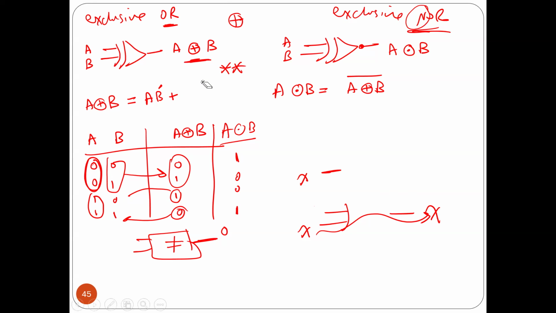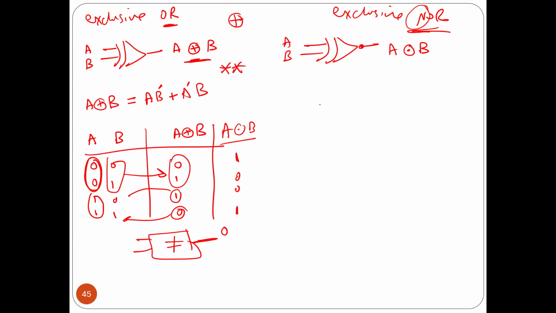I'm sorry, this is my fault. I'm really sorry. This is A prime B. So here, A B prime, or A prime B. I'm sorry for this one. So I'm going to write it again. Actually, A exclusive OR B, yes, you are right. If it is A B prime or A B prime, they are equal, right? So this one is equal to this one. So it should be A B prime.